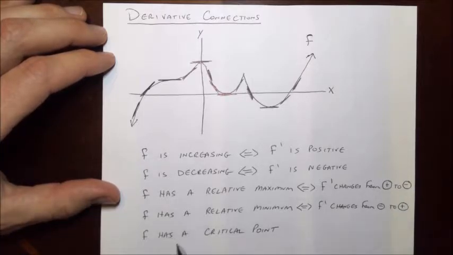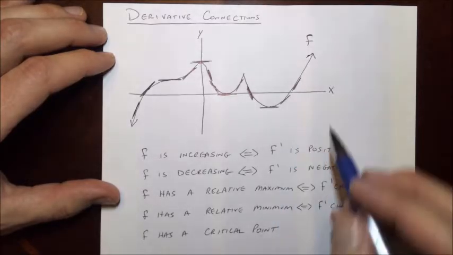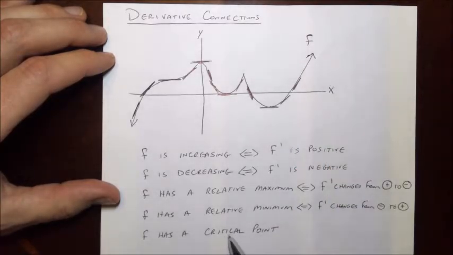One more term to discuss: when f has a critical point. F has a critical point when the derivative is equal to 0, because remember, first of all, I should define a critical point. A critical point is where a relative max or a relative min could occur. Doesn't mean it will occur, but it could occur.